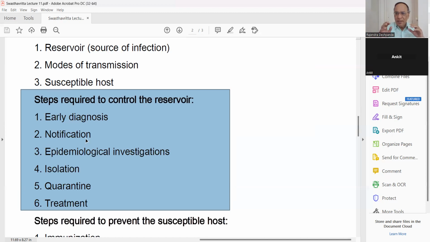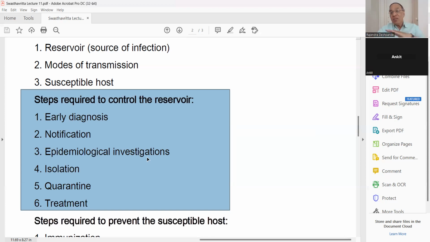For example, say there is a patient of jaundice in the school. Then that particular headmaster or principal informs the concerned class teachers that this student should not be allowed from tomorrow, and asks all the other students to take the vaccine. So this is called notification, information. Then epidemiological investigations, that you know very well. All the time we start investigating.